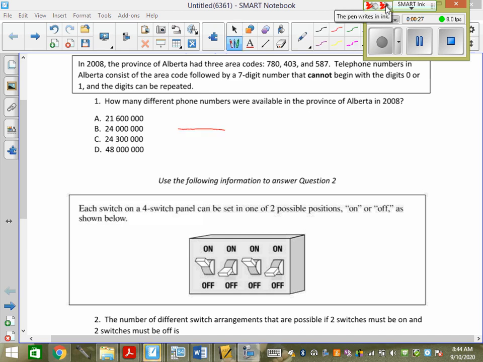So our first blank has how many options? 780, 403, 587. Our second blank says 7-digit number. It cannot begin with a 0 or a 1, so I have 2 to 9, right? Are there any restrictions on anything else?